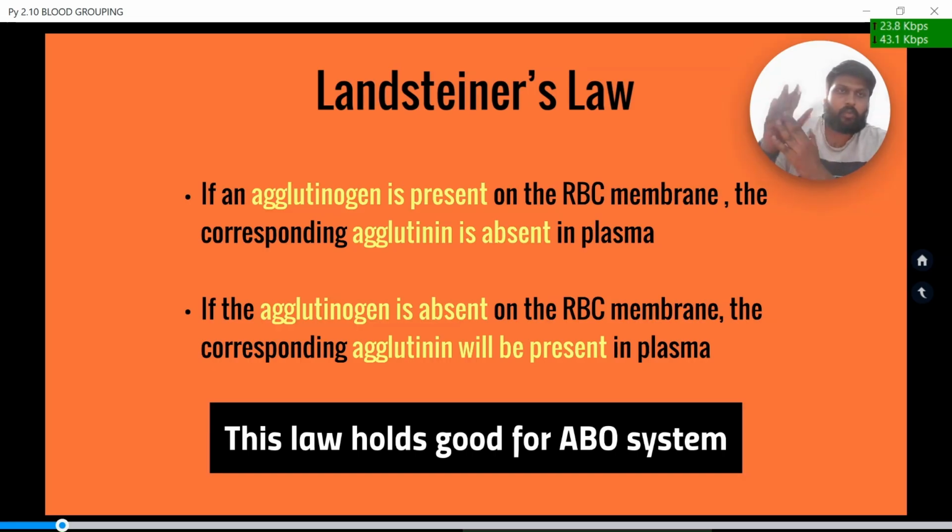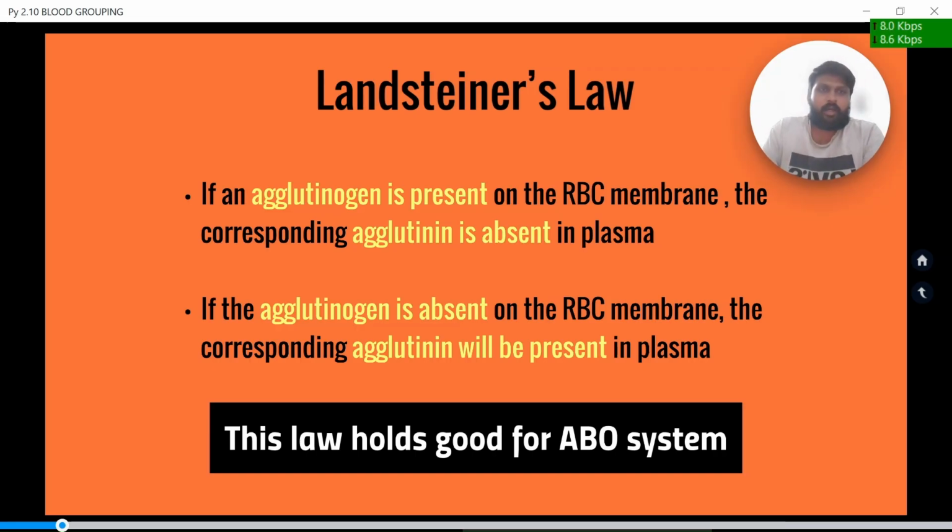Okay, so just don't get more confused. It's a very simple law. Both are vice versa laws of each other. If you have an antigen, you will not have that antibody. If you don't have the antigen, you will have the antibody. Okay, so this is the law which Carl Landsteiner gave in 1900.